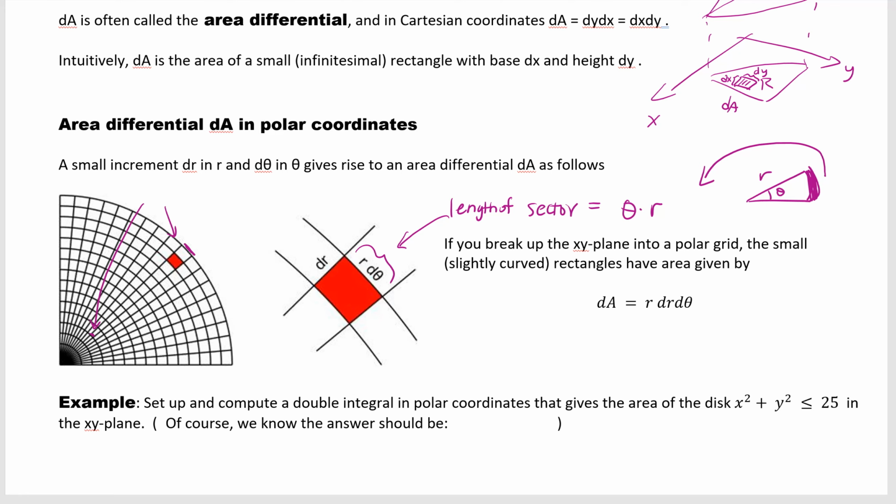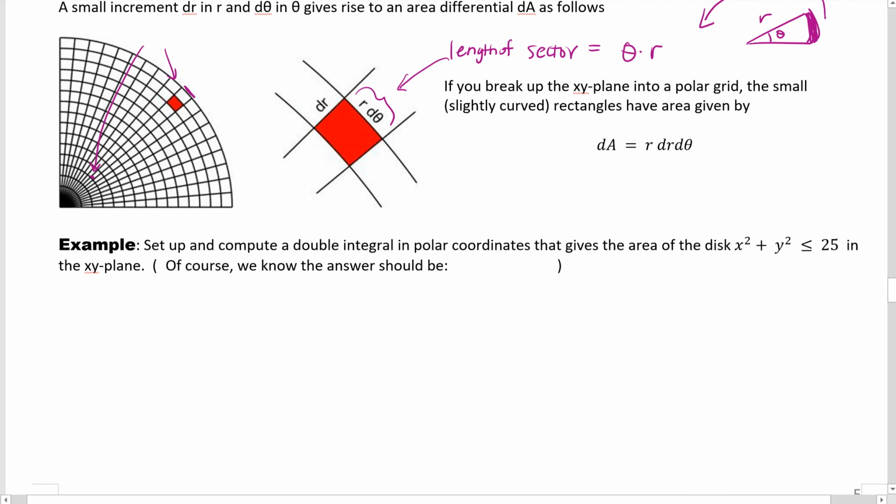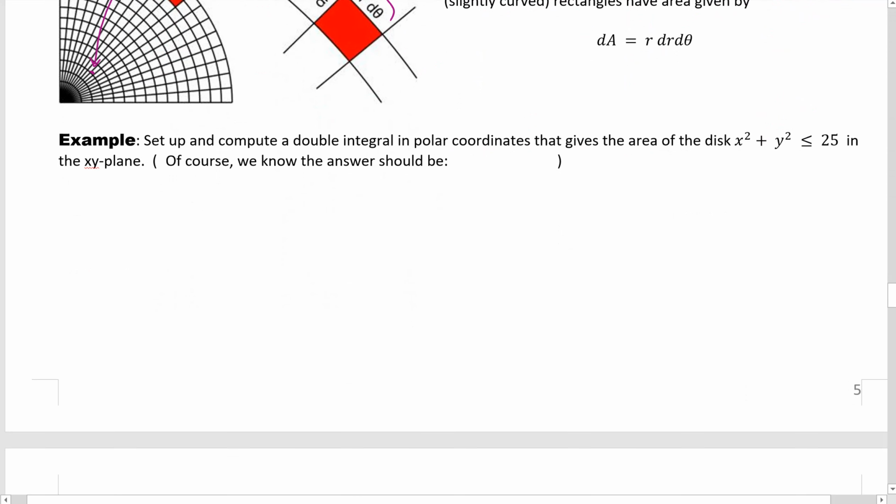Let's look at the following example. Set up and compute a double integral in polar coordinates that gives the area of the disk x squared plus y squared less than or equal to 25 in the xy plane. Of course, we know the answer would be, this is a circle with radius 5, right? So pi r squared, and r is 5, so the answer would be 25 pi. We know it's from geometry.